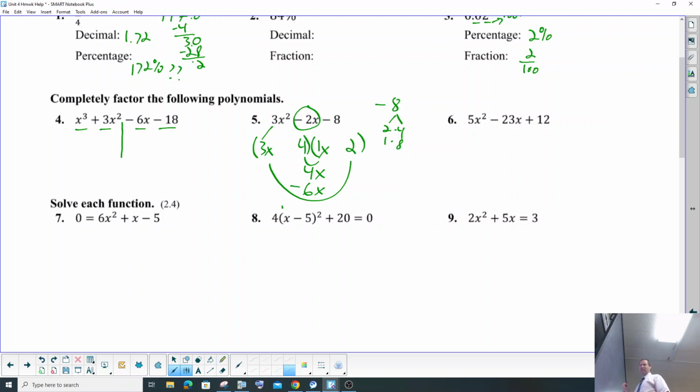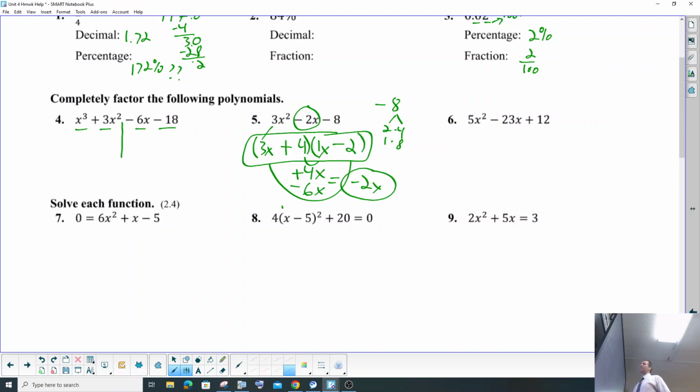Well, how do you get the 6? Well, that comes from a negative 2 times positive 3 is negative 6. And so that's a positive. And now negative 6 is negative 6 with our positive 4x. So that gives us our negative 2x. So we factored it right.